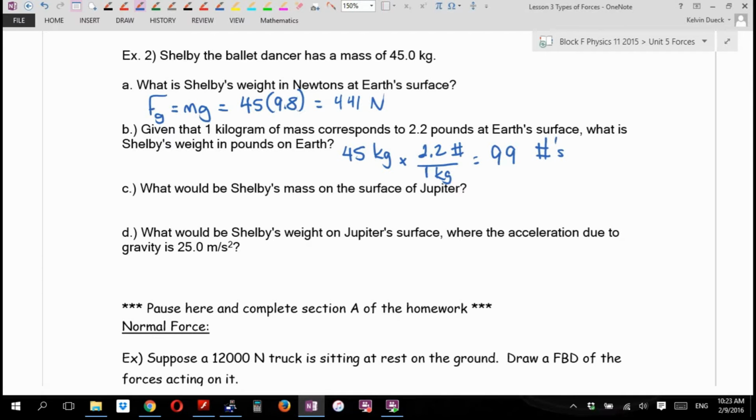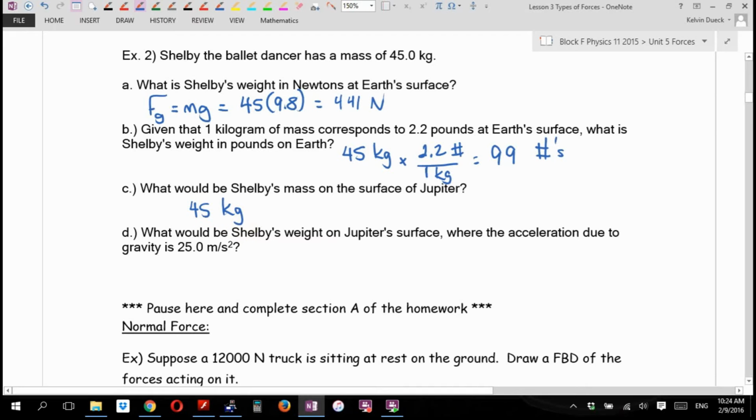What would Shelby's mass be on the surface of Jupiter? Jupiter doesn't have a surface. Okay, fine. If Jupiter had a surface, I know it's a gaseous planet, but if we had a planet the size and mass of Jupiter that had a solid surface, what would Shelby's mass be on Jupiter? Too slow. Mass. 45. Mass doesn't change anywhere in the universe. That's why I said too slow.